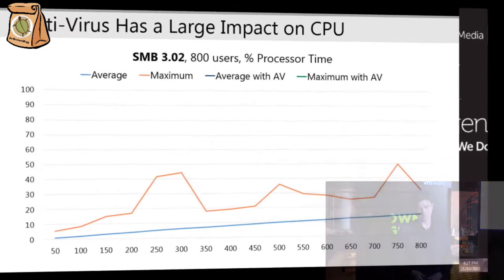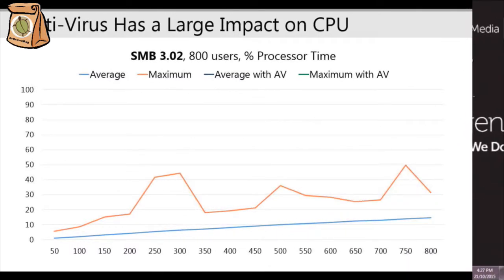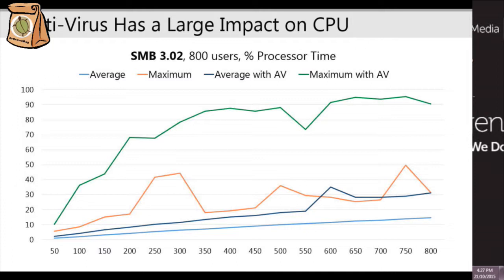Now this one tells quite a different story. This is the same test as previous, still looking at SMB3, so 2012 R2 on the back end. Average and maximums there, exactly what we've shown before. But now let's add antivirus to the mix. Average CPU is now starting to hit, especially after about 600 users, what our maximums were previously. So now we look at the maximum amount of CPU with AV, and it's a massive jump.